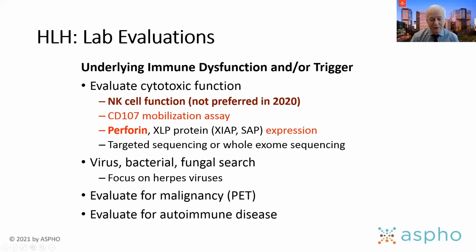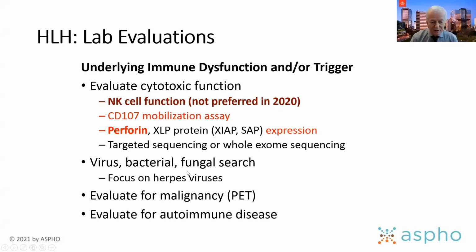Evidence of the underlying immune deficiency is evaluated by looking at NK cell function, now using a combination of CD107 mobilization and perforin expression, as well as targeted or whole exome sequencing. And there are more and more genomic abnormalities found with these patients. So it's probably best in 2021 to consider whole exome sequencing in these patients because you will find much more than the classic mutations.